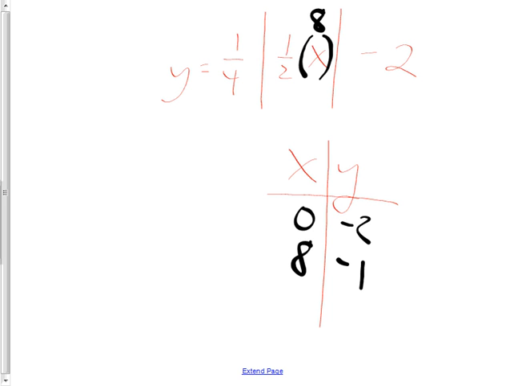16. Okay. Put in 16. You take 1/2 of 16, that'd be 8. Absolute value is 8. 1/4 of 8 is 2. 2 minus 2 is 0. Raise your hand if you had that one. Okay, good. I think you get the idea. I hope you get the idea.